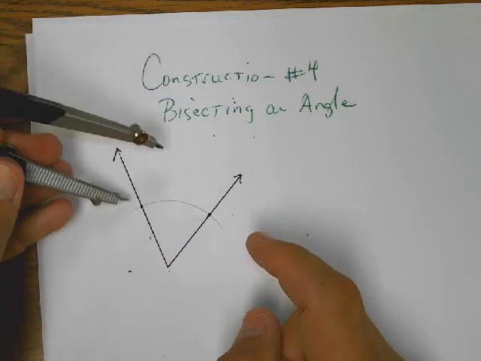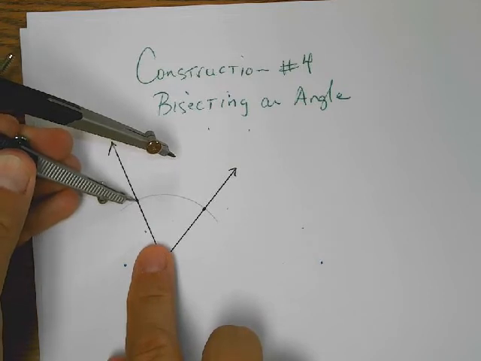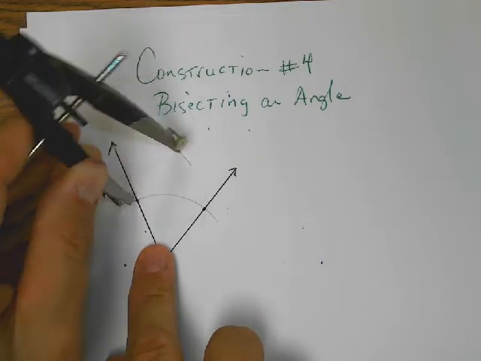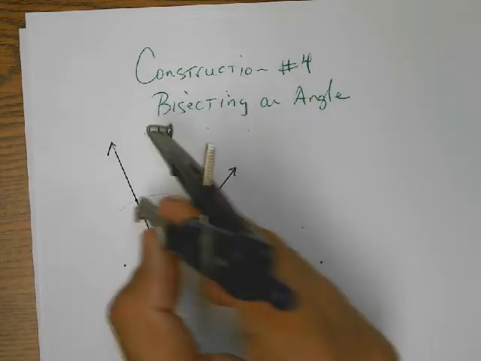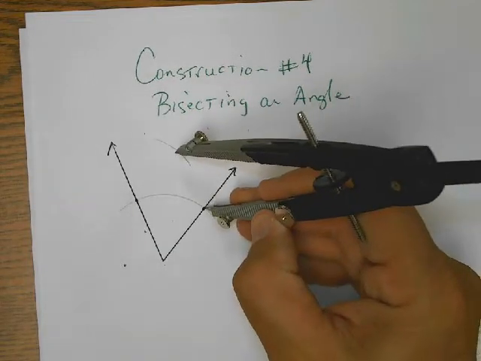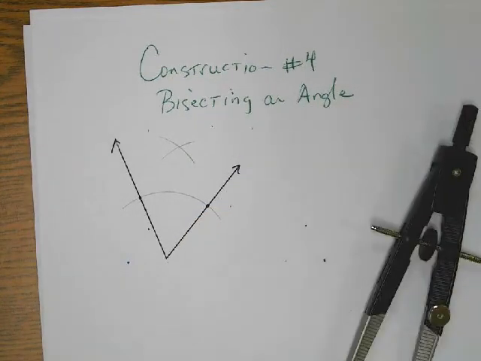Just watch. So I'm going to put my sharp point here at this point of intersection, and I'm going to make an arc out here in the middle. Don't do it. Just watch. Now I'm going to go to the other point of intersection and do the same thing so that I end up with a point of intersection out there in the middle. Everyone see it? All right, go ahead and do it.